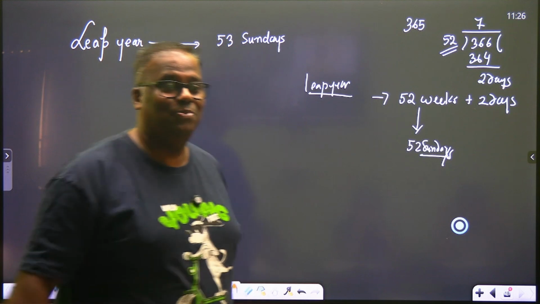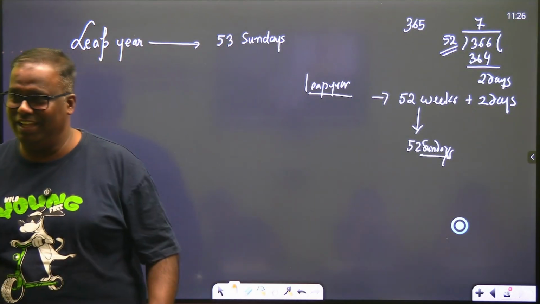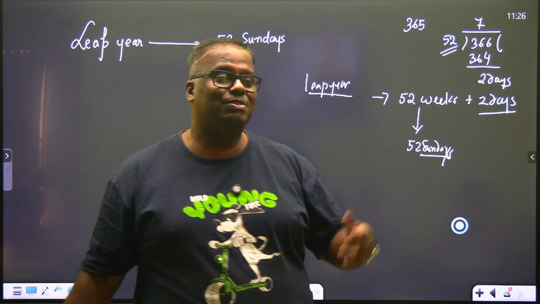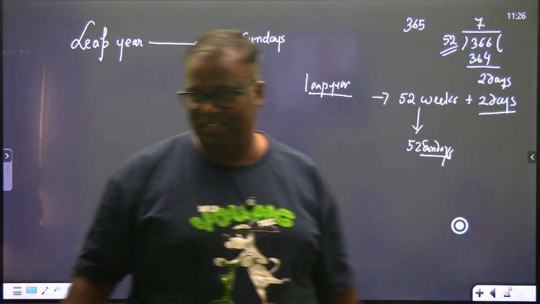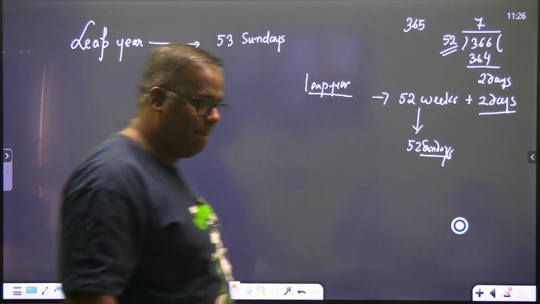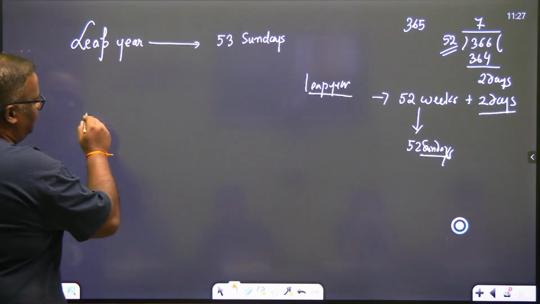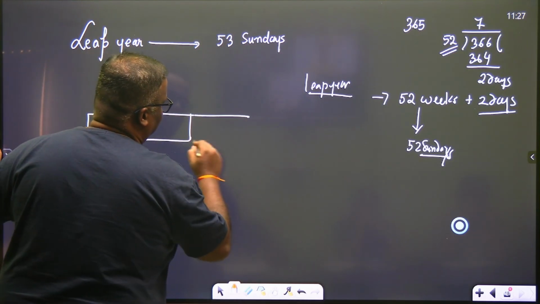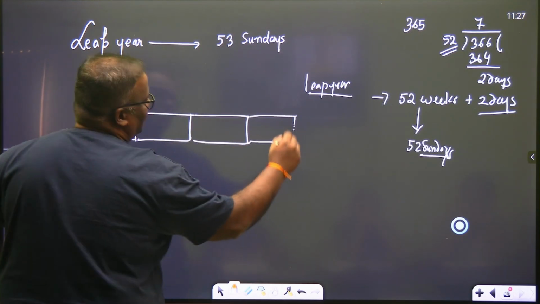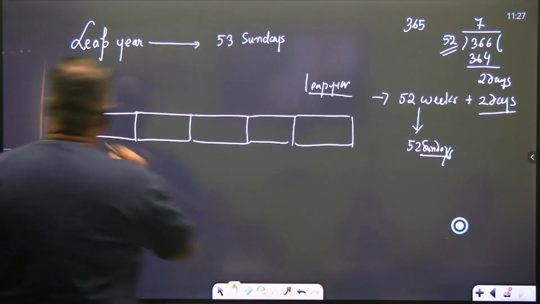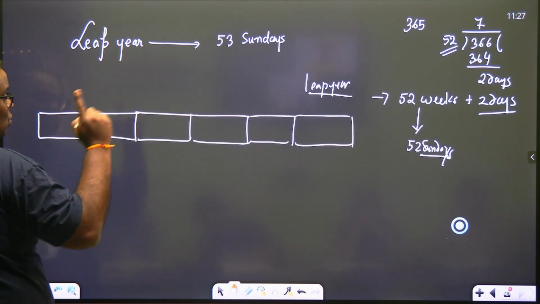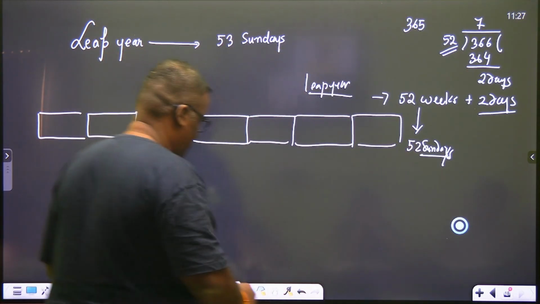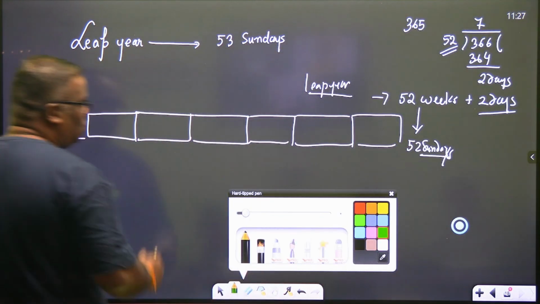We are asked, what is the probability of getting 53? Out of these 2 days, what is the probability of getting a Sunday is what we have to find. Now that is interesting, right? Now let's see that. Two days now, 1, 2, 3, 4, 5, 6. That's it. We have got 2 days. Okay. So 2 days will always be back to back.